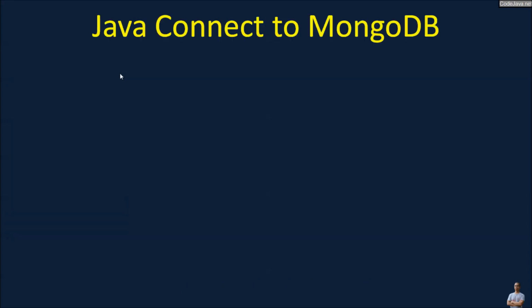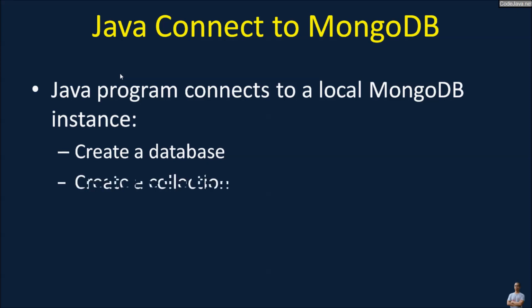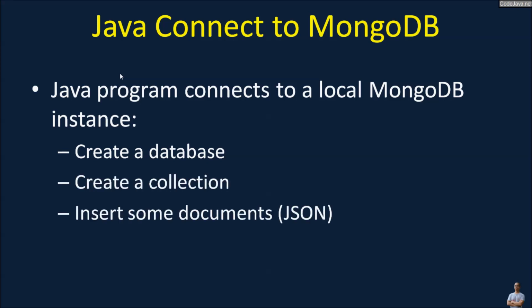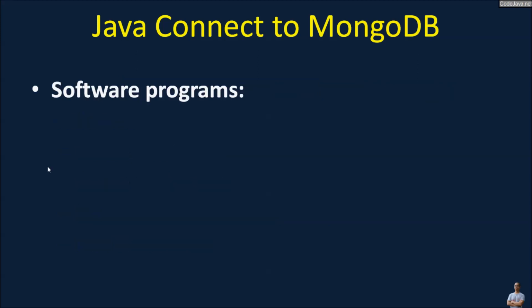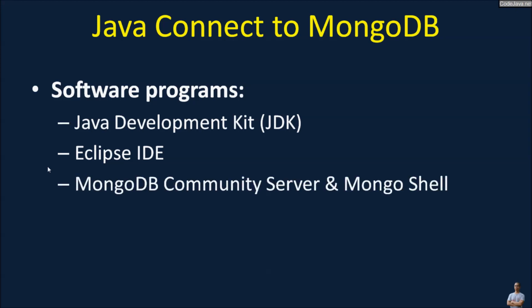Through this video, I will guide you how to develop a Java program that connects to a local MongoDB instance and then create a database, create a collection, insert some documents in JSON format, and then find documents in the MongoDB database. To follow this video, make sure that you have installed this software on your computer: Java Development Kit or JDK, Eclipse IDE, MongoDB Community Server, and Mongo Shell.